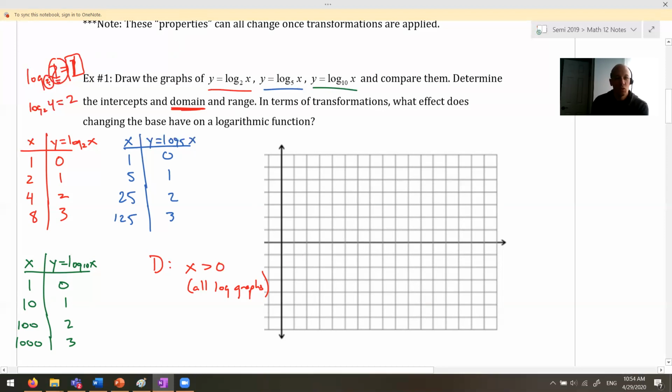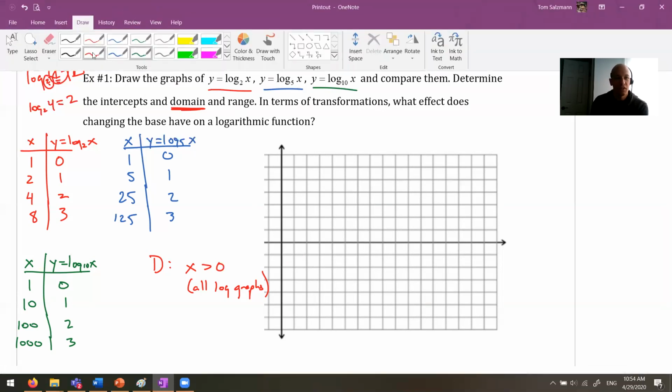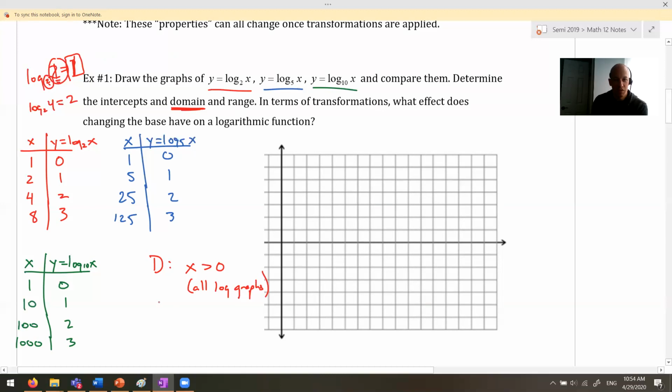Okay, so graphing all of this here, we said the domain is x greater than 0, the range, y is all real numbers, and again, it's for all log graphs, so we're not going to have to worry about this too much, okay? And the intercepts are pretty simple. They all have the same x-intercept, no matter what, okay?